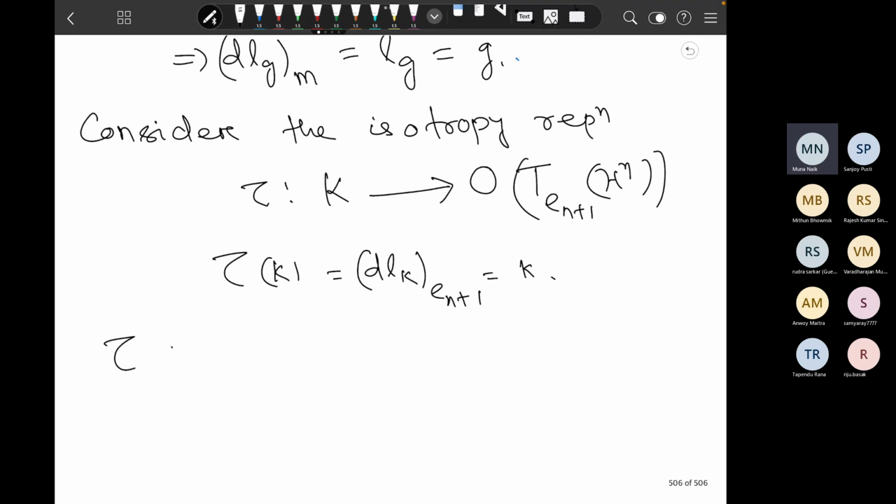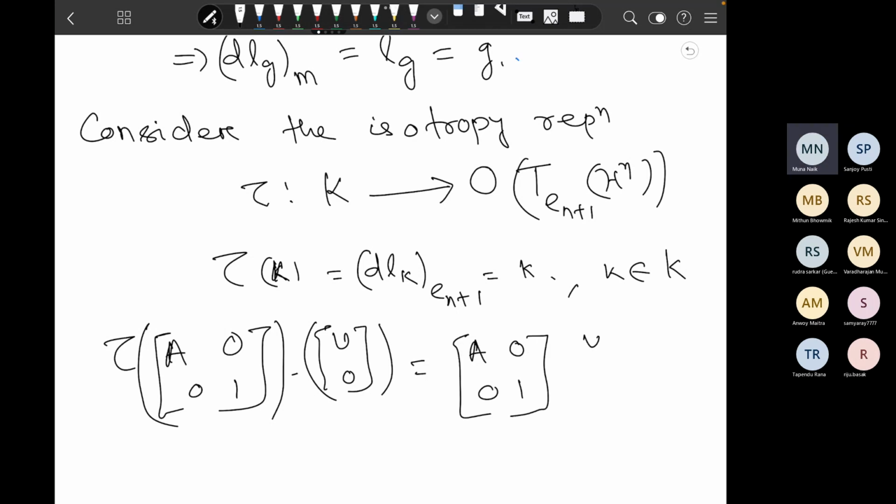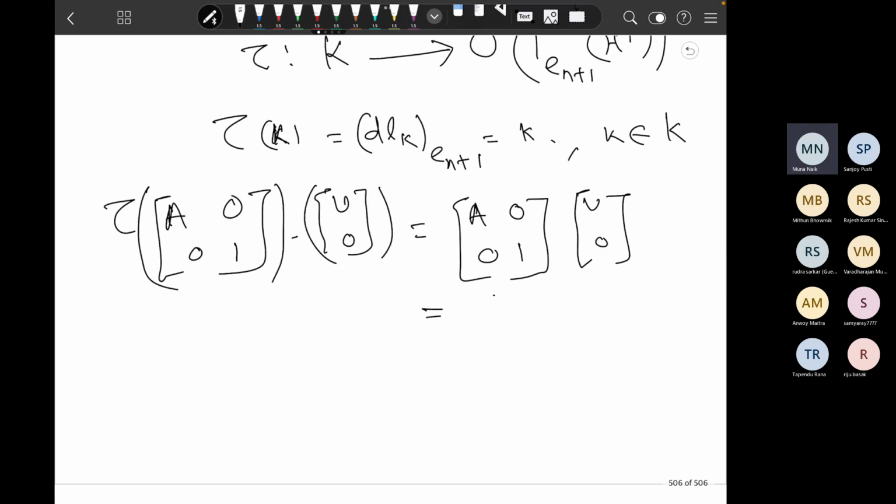Now what will be tau(k) applied on a tangent vector? Let us take any generic element of K. Sorry, this k belongs to K. This is small k. So a generic element will be (A 0; 0 1), and it acts on a tangent vector, say (B, 0). So this is (AB, 0). Therefore, the isotropy representation is exactly the action of SO(n) on R^n.